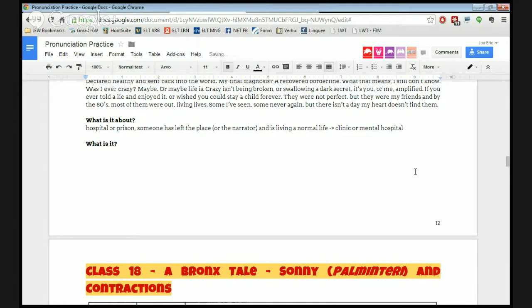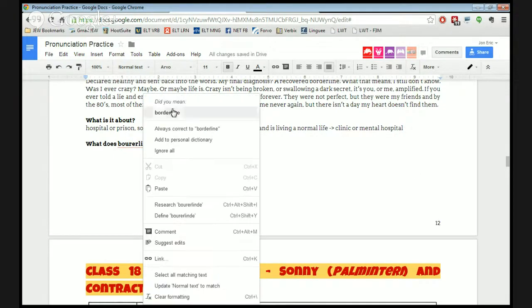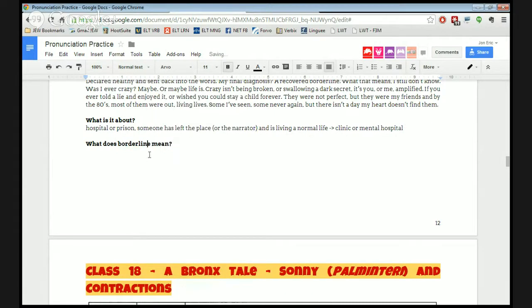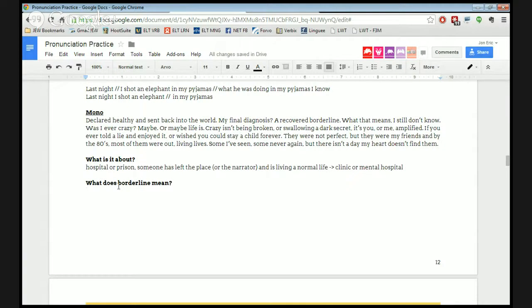Second question. This is kind of important. What does borderline mean? Of course, borderline is not spelled like that. Sorry. Again, what's your guess about borderline? That's kind of important. If you don't know what it means, I'll explain it. But what do you think that means? In fact, I should say recovered borderline. Maybe that's a better way to say it. What do you think a recovered borderline means?